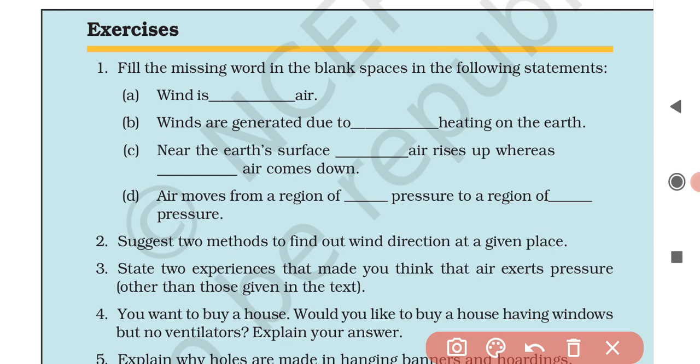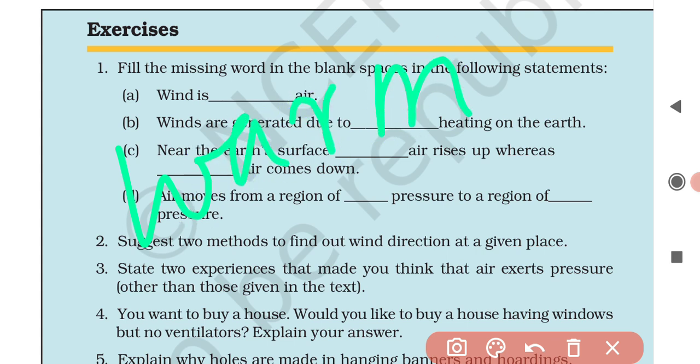Next question, near the earth's surface dash air rises up whereas dash air comes down. So near the earth's surface, what happens? Warm air rises up, whereas dash air comes down. That means you have to write cool air comes down, right? So near the earth's surface warm air rises up whereas cool air comes down.